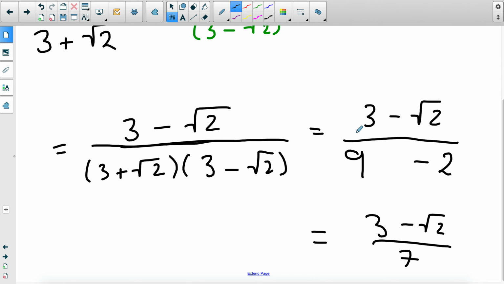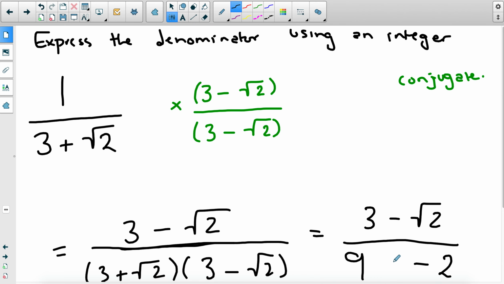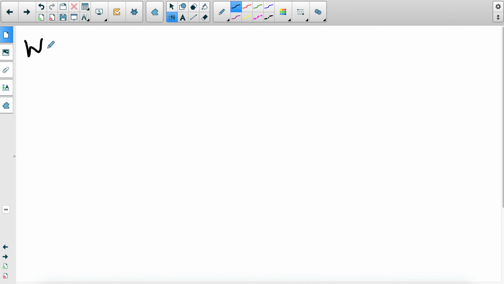And so this is what we did. We just turned it into an integer. Remember that integers are rational numbers. So that's it. So remember that it might be asking you to do it in such a way, or it might say rationalize the denominator. It might also say write something in simplest form.